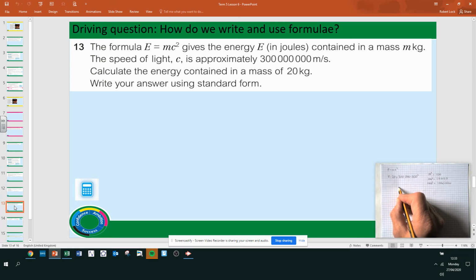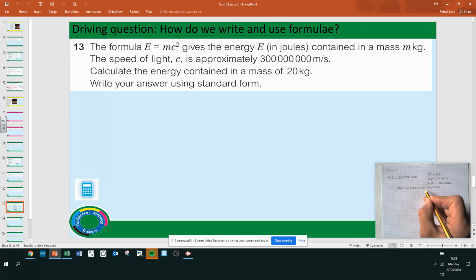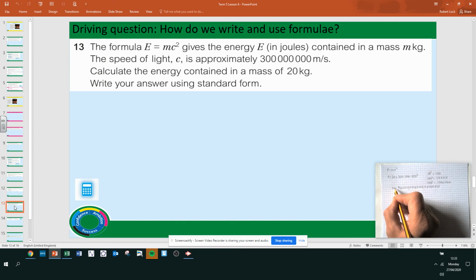So here, 3 times 3 is 9, and we have 8 zeros. Double that, 16. 1, 2, 3, 4, 5, 6, 7, 8, 9, 10, 11, 12, 13, 14, 15, 16. Put those in threes. So I end up with 90,000 billion times 20.